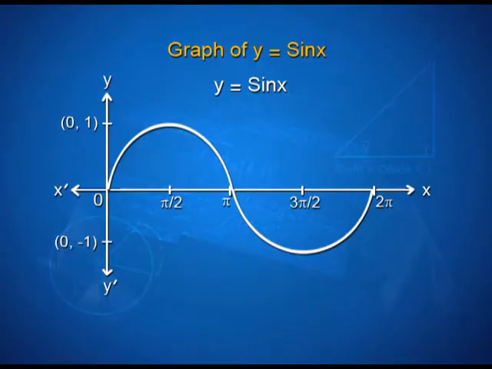Let us see how the graph of the function y equals sin x looks like. This is the x axis x dash o x, and this is the y axis y o y dash. We begin with the origin, and as it is an increasing function, we can see that the graph is going between 0 to 1 and then it is coming to pi, and in the same way we can plot the graph from pi to 2 pi. This is the graph of y equals sin x.